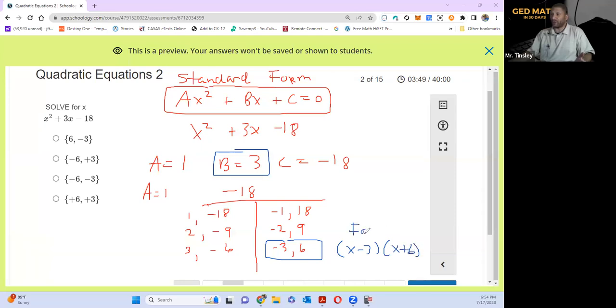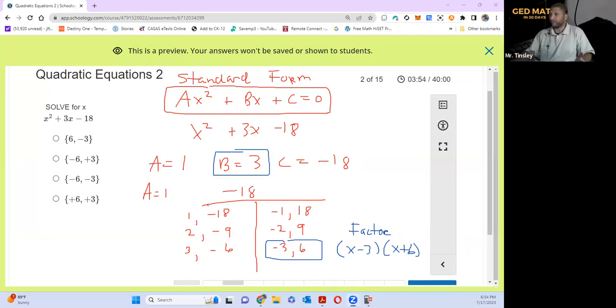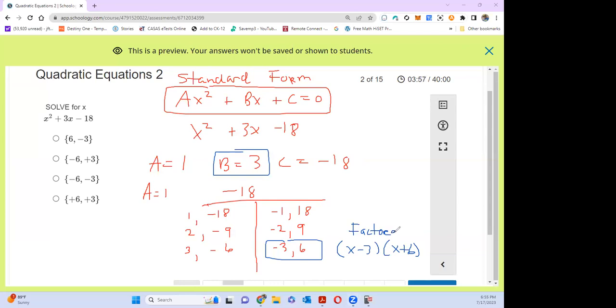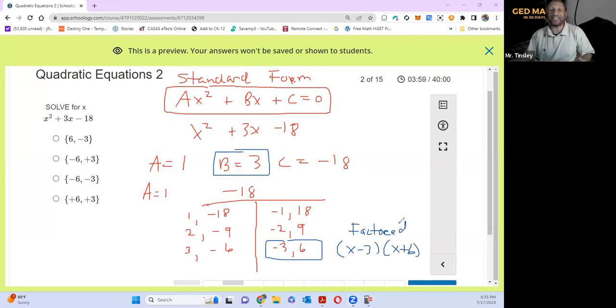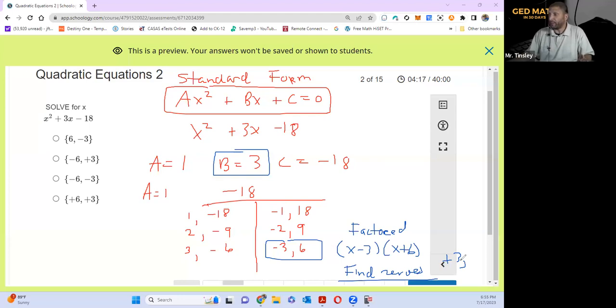This is factored. So if they ask you to factor a quadratic equation, you'll know how to do it now. And the solution. Okay. Now, to find a solution, we have to find the zeros. What values of x would make this 0? What's the opposite of minus 3? Plus 3. What's the opposite of minus 6? Plus 6. So my solutions to solve this quadratic equation are 3 and minus 6.